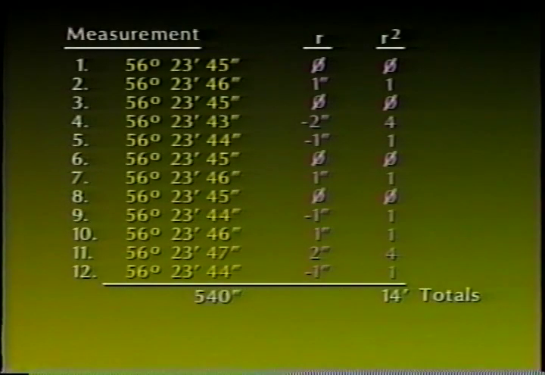Therefore, in our example of 12 measurements, it would be expected that 8 of the 12 measurements would fall within the range of 56 degrees, 23 minutes, 44 seconds to 56 degrees, 23 minutes, 46 seconds, while four of the measurements would be outside the limits. In our example, 10 of the measurements actually fall within the plus or minus 1 second range.